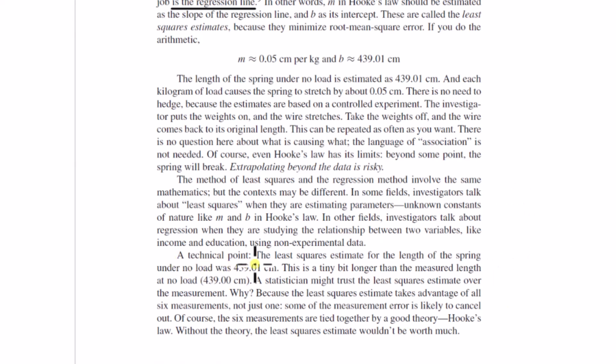A technical point: the least squares estimate for the length of the spring under no load was 439.01 centimeters. This is a tiny bit longer than the measured length at no load, 439 even. A statistician might trust the least squares estimate over the measurement. Why? Because the least squares estimate takes advantage of all 6 measurements, not just one. Some of the measurement error is likely to cancel out. Of course, the 6 measurements are tied together by a good theory, Hooke's law. Without the theory, the least squares estimate wouldn't be worth much.